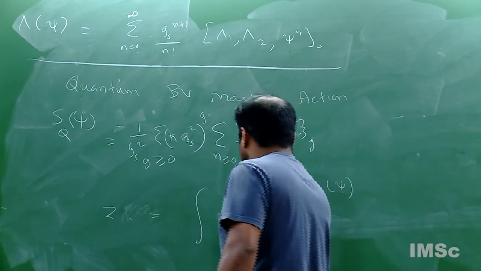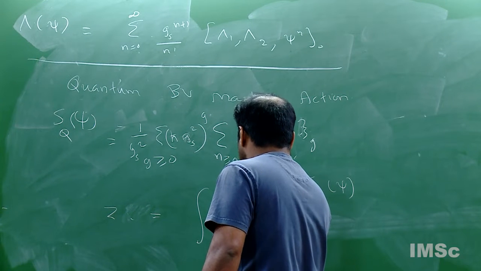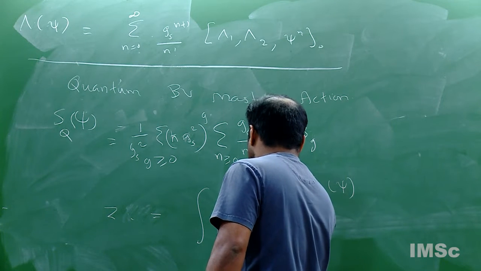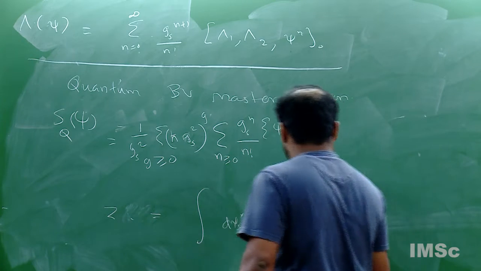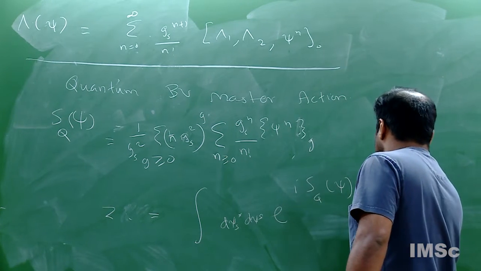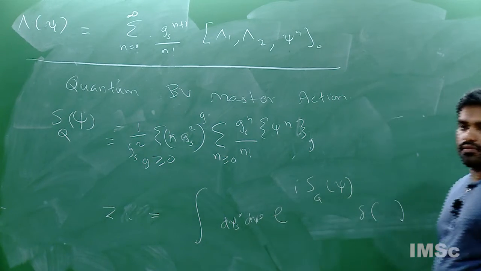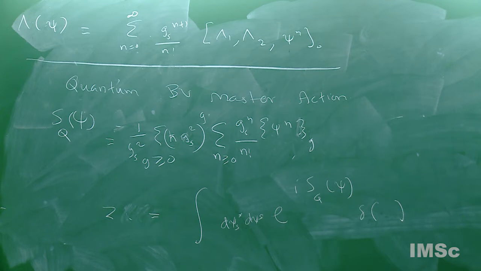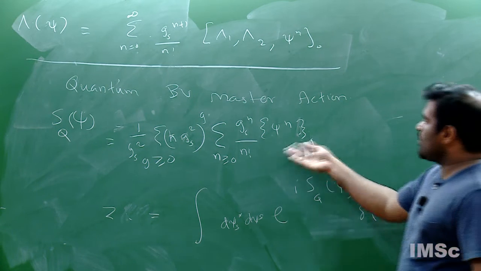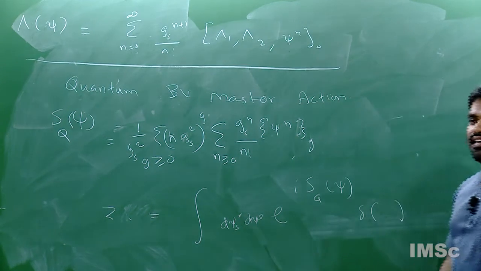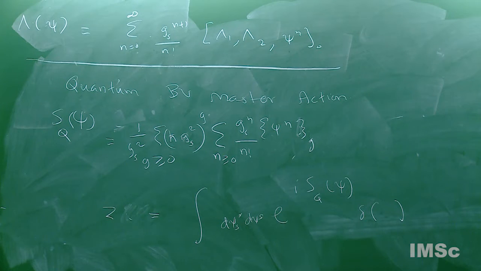And then sum over all the fields and anti-fields with a gauge condition. So it's a completely consistent path integral. But to construct that, you have to include all these higher interactions, so an infinite number of interactions.